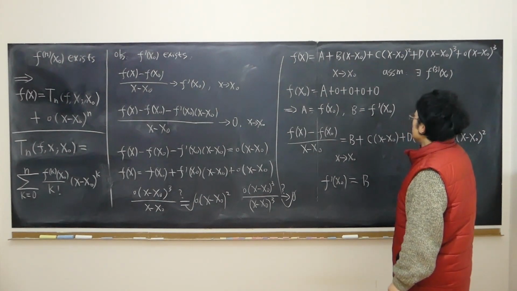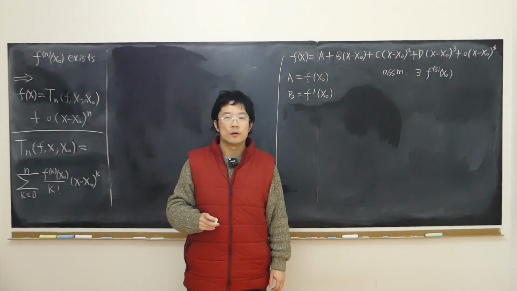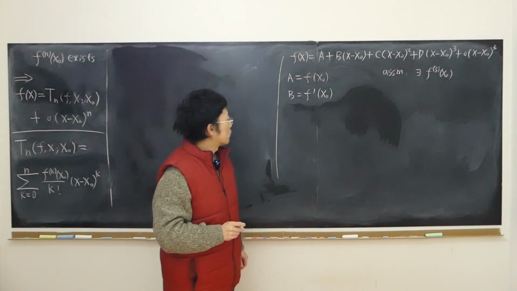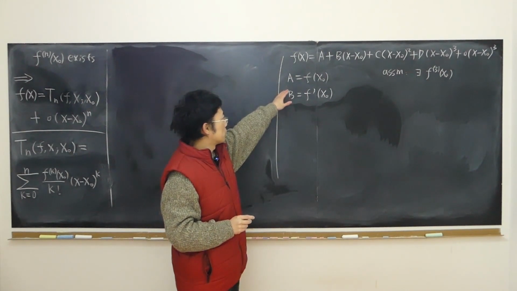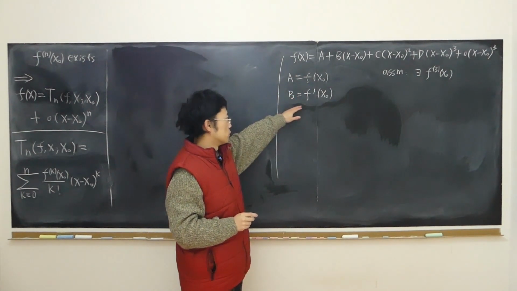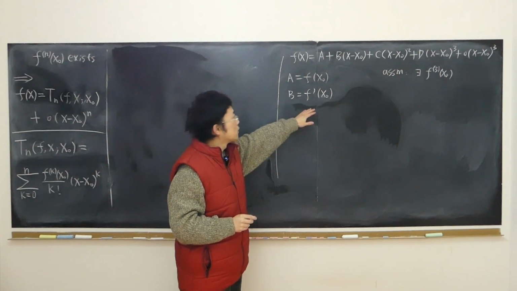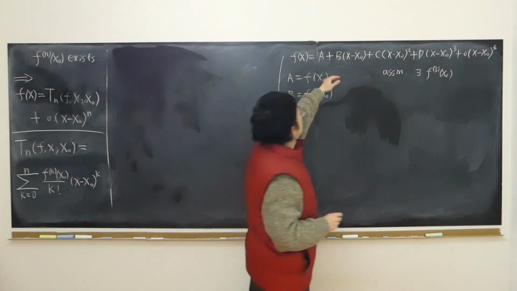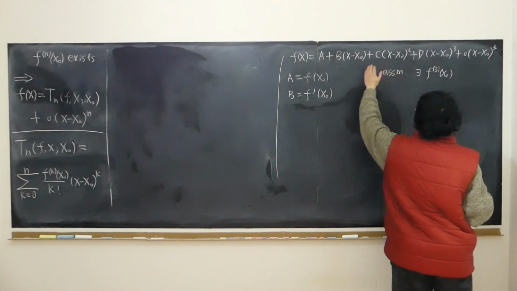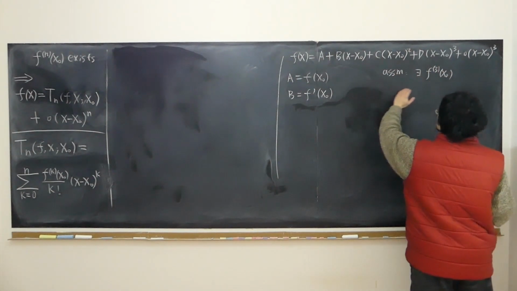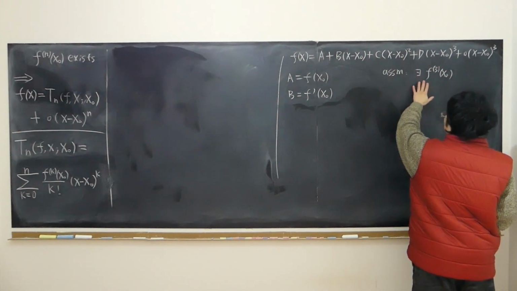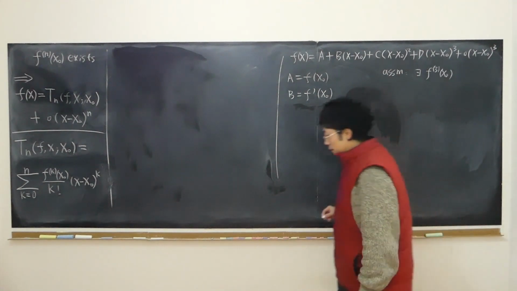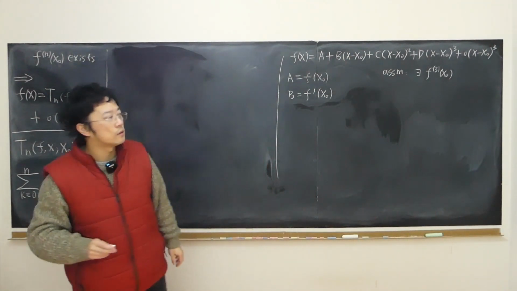Likewise, I can solve for c. Okay, coming back to our result, I've just established that a should be equal to f of x naught, and b should be equal to f dash of x naught. Following this series polynomial expression, and assuming the third order derivative exists at x naught, we're now going to try to find out the value of c and d.